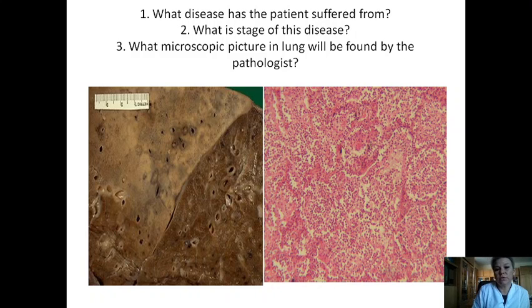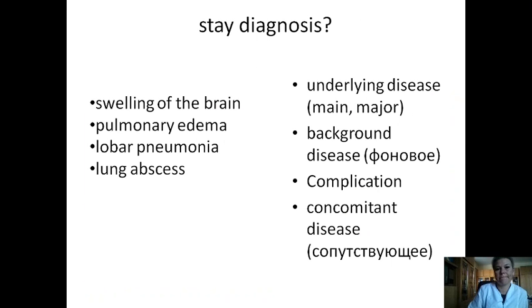In those pictures, you can see anatomical examination of the lung and histological examination in the right side. What disease has the patient suffered from? What is the stage of this disease? Which morphological microscopical picture in the lung will be found by the pathologist? And please state the correct diagnosis.